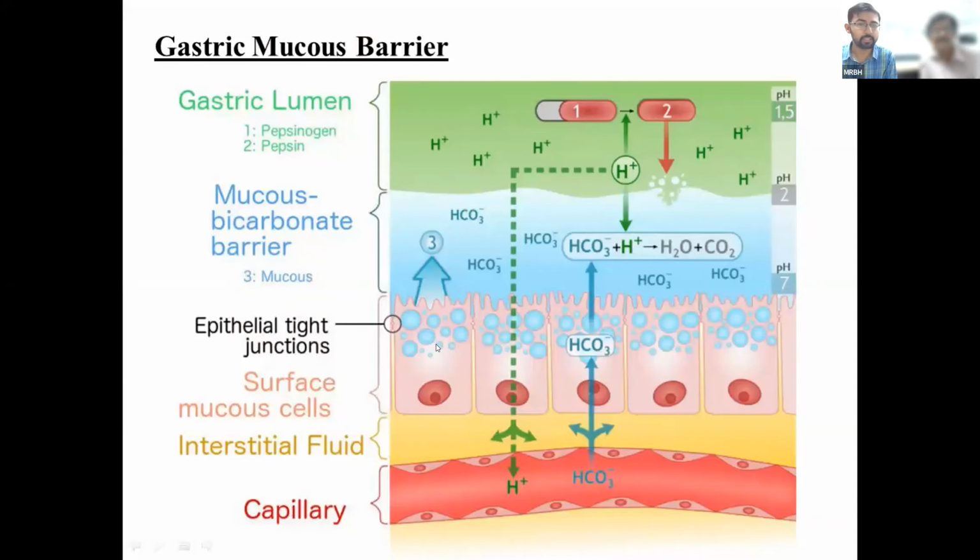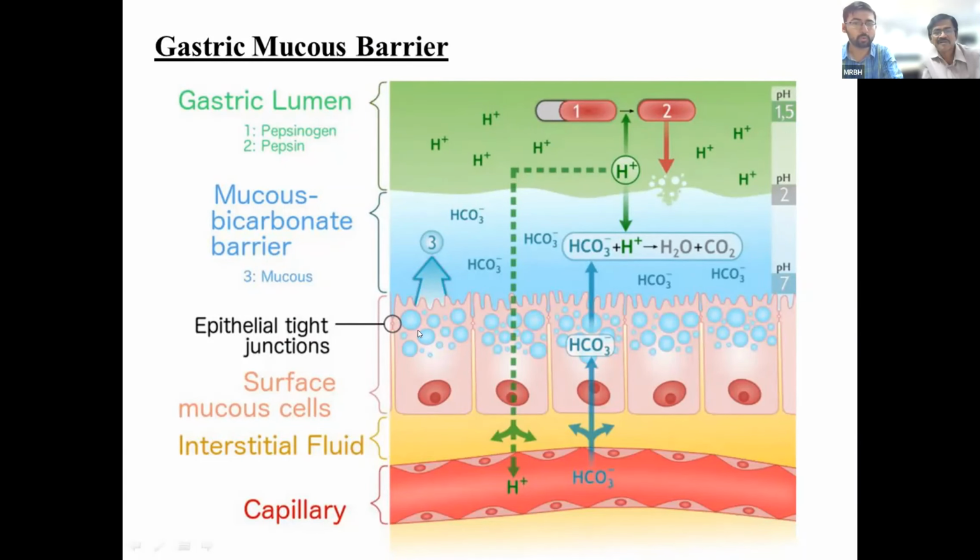Now here we see epithelial tight junctions. Why are these very important? Normally across this gradient there is a potential difference of about -30 to -50 millivolts that is maintained, and whenever this barrier is affected, these tight junctions, because of the effect of the acid, are broken down.